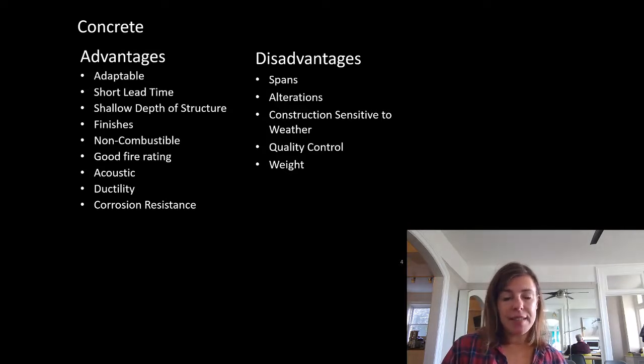Concrete, every material has its advantages and disadvantages. I am not here to tell you which one is better. I can tell you what the strengths and weaknesses of each material are, and I can tell you when we typically use each material. So concrete is adaptable.